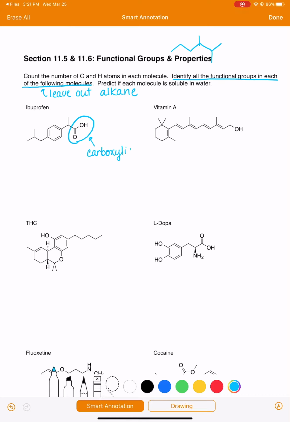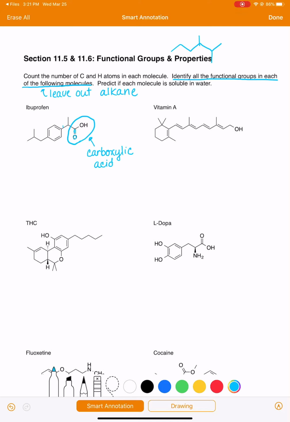This is the carboxylic acid functional group. Now you might be saying to yourself, isn't the OH an alcohol? Yes, OH is an alcohol, but when the OH is attached to the carbon-oxygen double bond, it's a carboxylic acid, not an alcohol. An alcohol is an OH that is attached to anything other than a carbon-oxygen double bond.